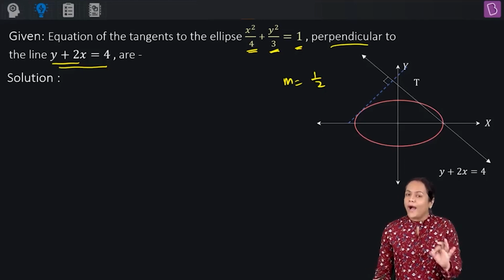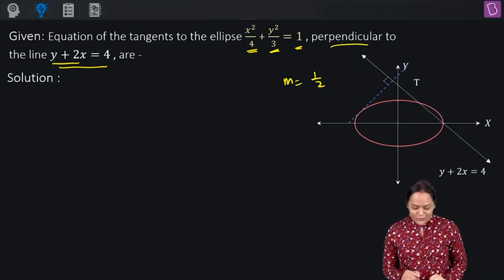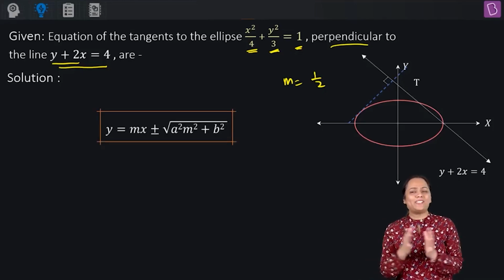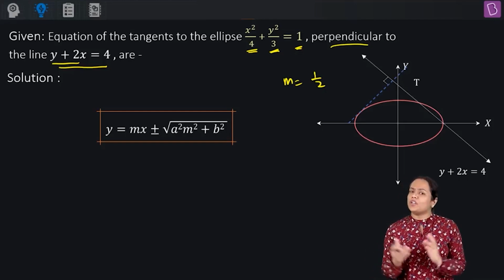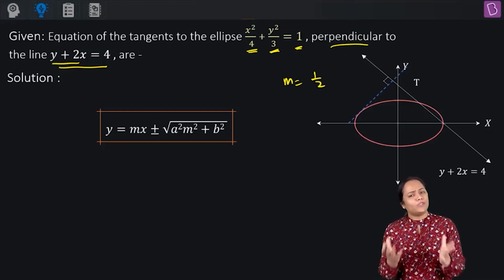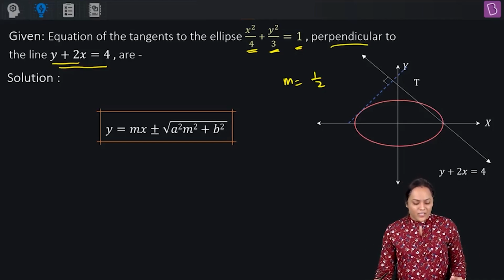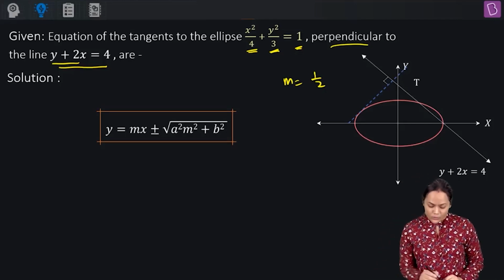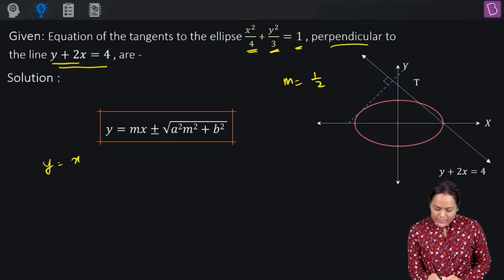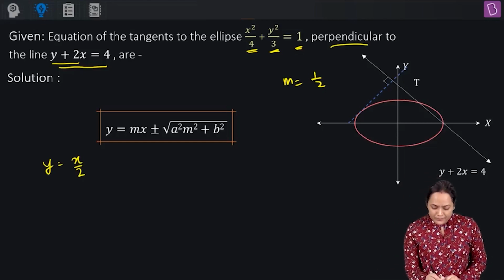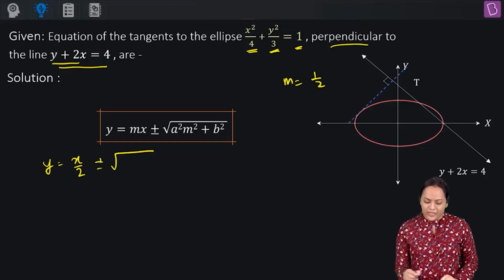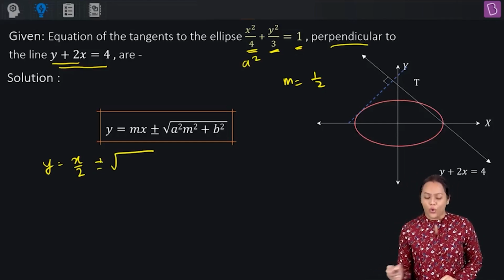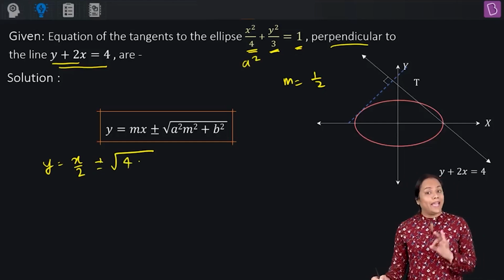Well, it is y is equal to mx plus minus root over a square m square plus b square. Very well. You remember it. So, what are you waiting for? Quickly just substitute all the values and guys, let's find the answer. So, when I put my m value as 1 by 2, it's going to become y is equal to x by 2 plus minus root over a square. We know the value of a square is nothing but 4 multiplied by m square.